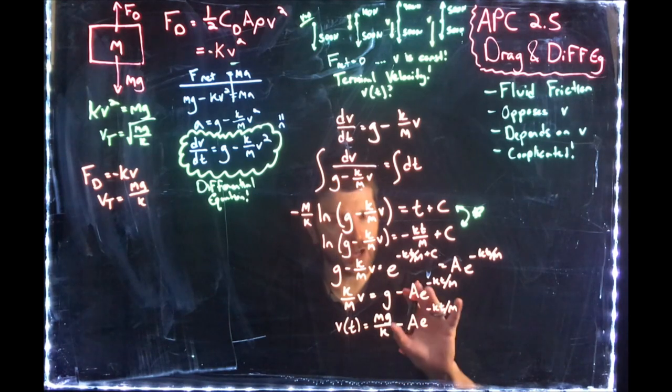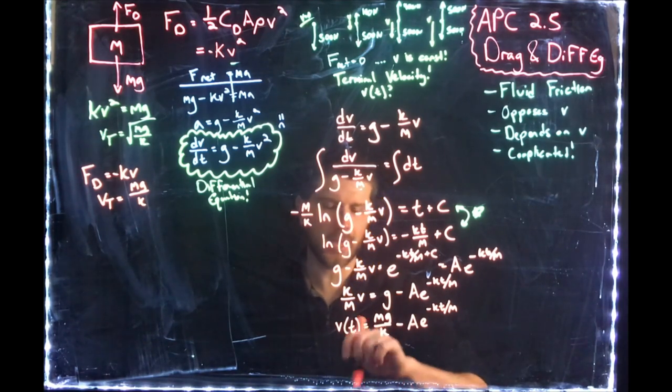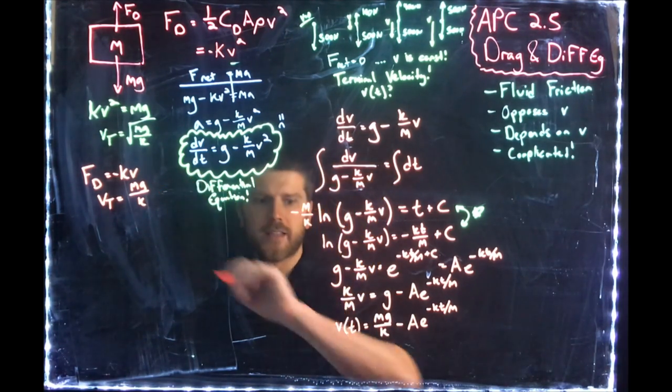So there's a couple things. We're not quite done. We're almost done. We solved for v. There's a couple things. First of all, I want to note mg over k. We know what mg over k is. That's our terminal velocity.